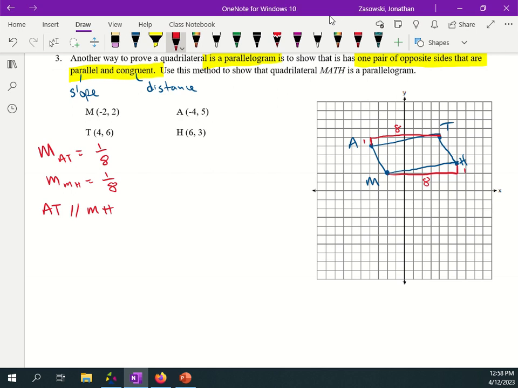What did you just demonstrate? Slopes are equal. Good. Same slopes, or slopes are equal. Awesome. Okay. Now that we have parallel, we also have to get congruent, which means in order to do distance, we're going to do the Pythagorean theorem. a squared plus b squared equals c squared, okay? So what numbers are we plugging in for a and b?